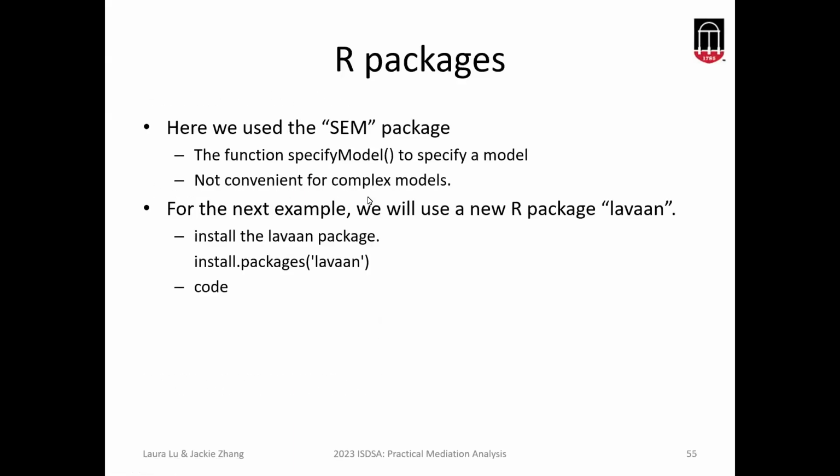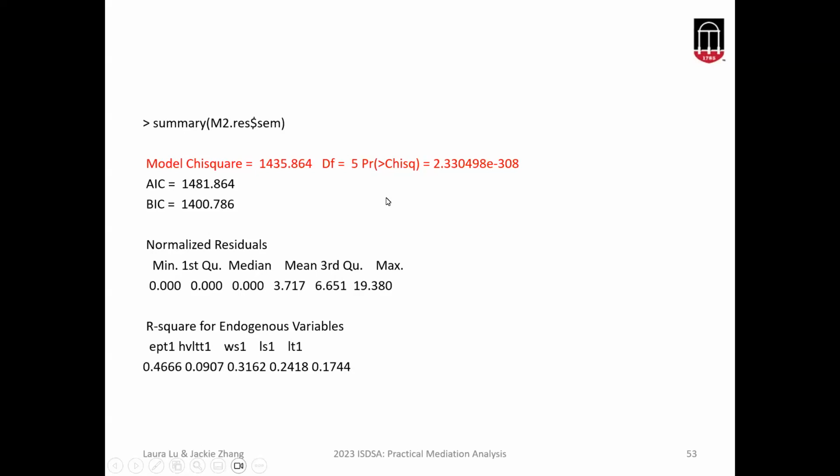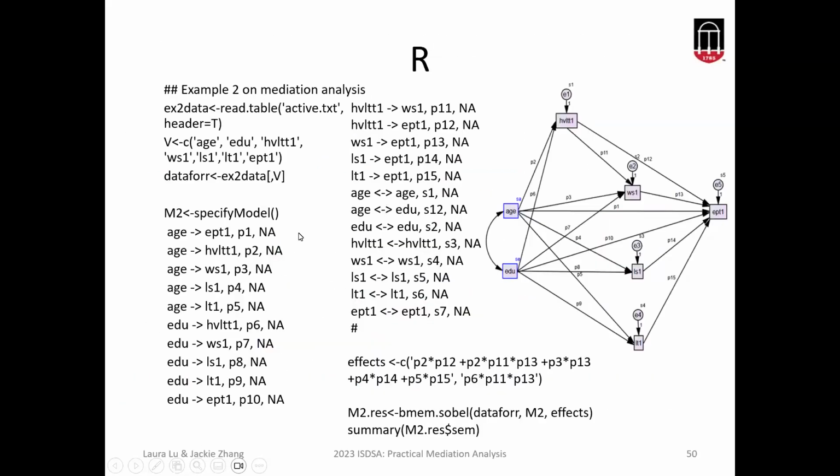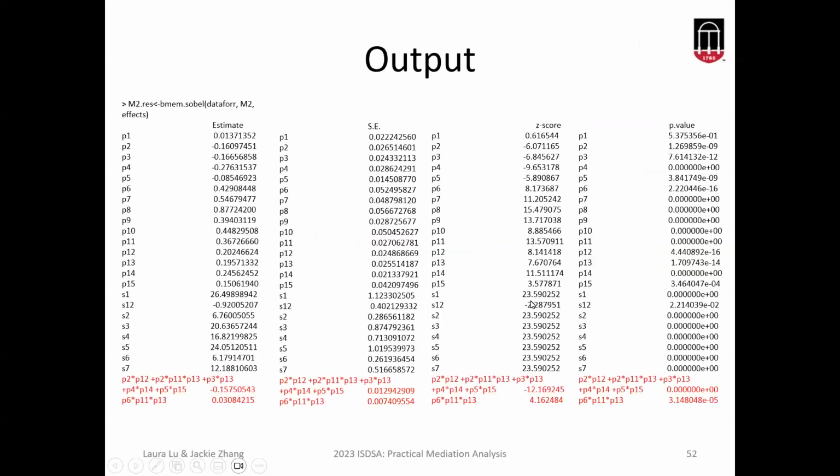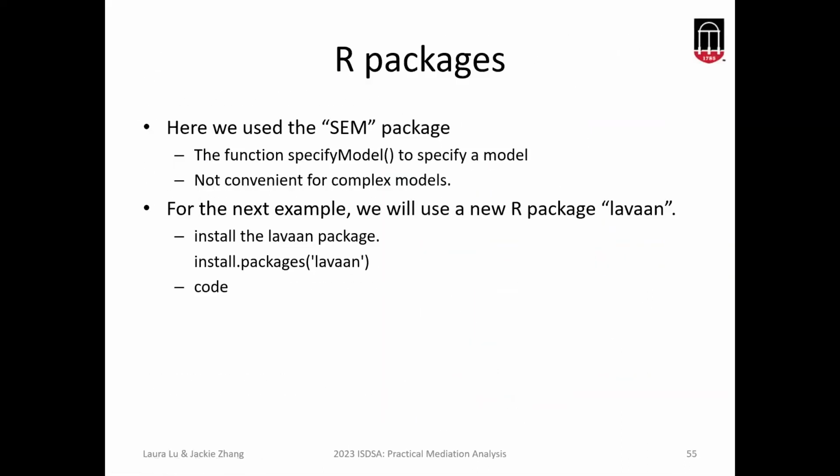Okay, so that is R. Some people might complain that this code looks so complicated because we have to define each parameter here. For example, P2. What is P2? P2 is from H to HVLTT. Okay, H here, HVLTT. This is P2. And define P3 and define all these variances or residual variances and the covariance. It looks complicated. So actually we have another package called Lavaan.